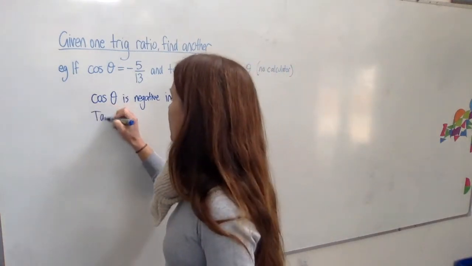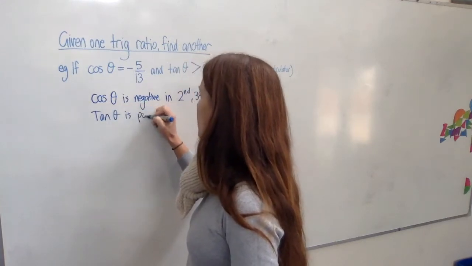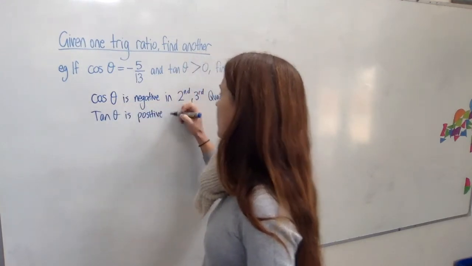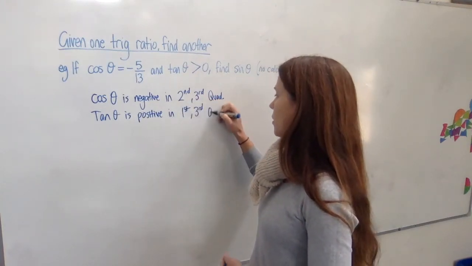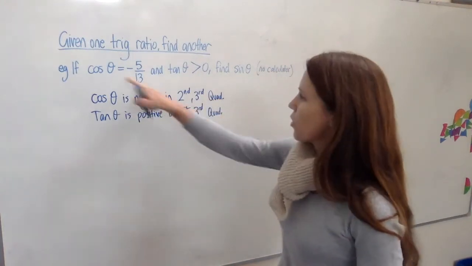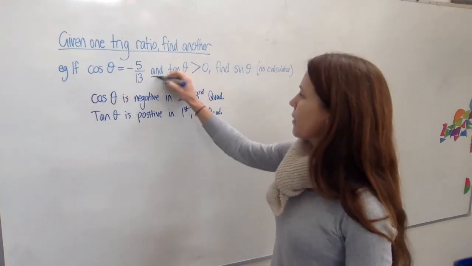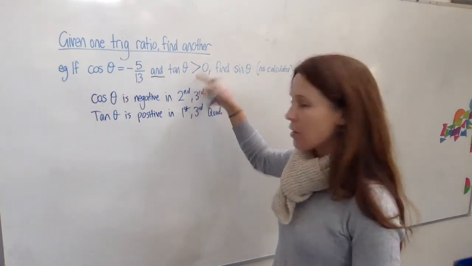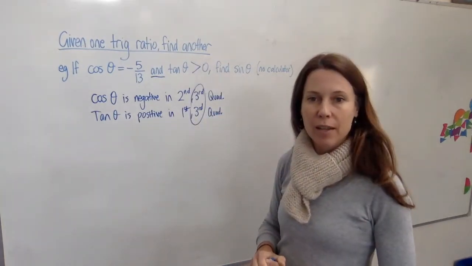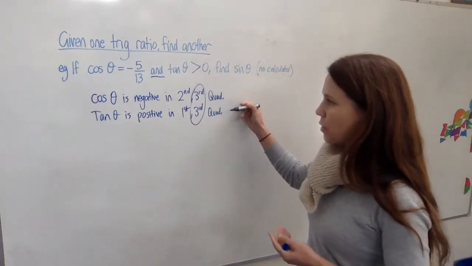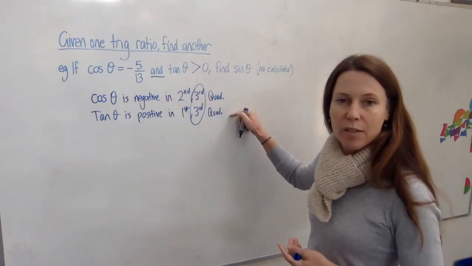If I know that tan theta is positive, where does that happen? Well, that happens in the first and the third quadrants. So if cos of theta is negative and tan of theta is positive, where's that going to happen? It must be in the third quadrant. Now it doesn't matter how you set that out. You might just want to write it's in the third quadrant and think this through.